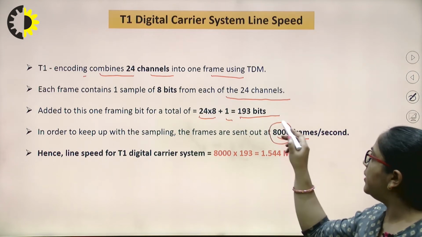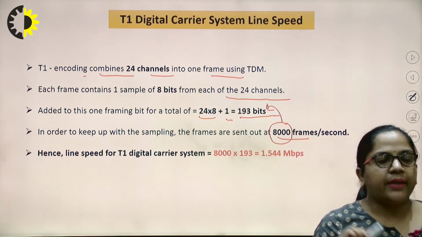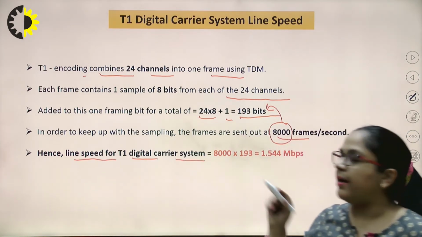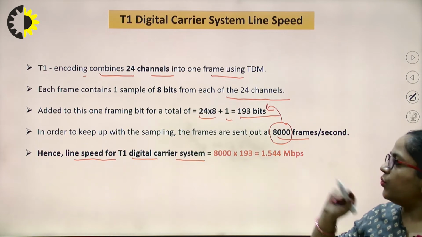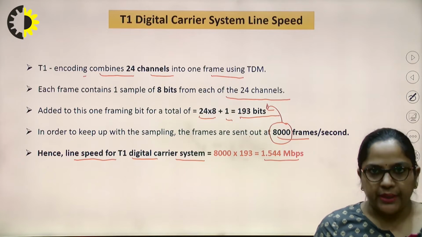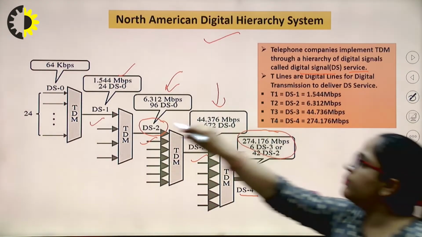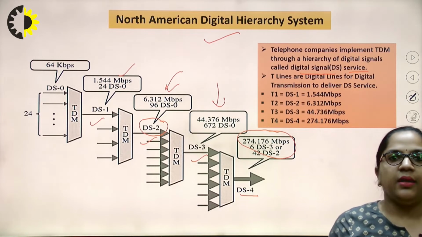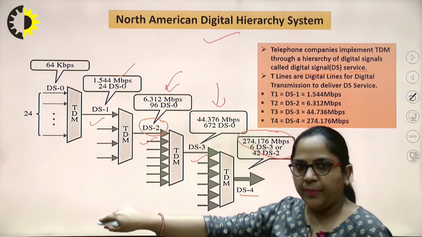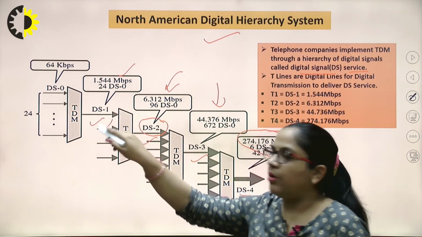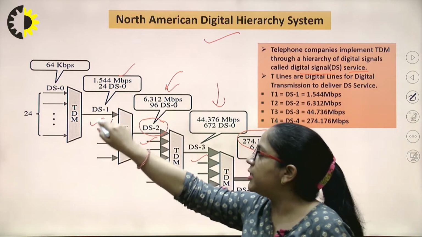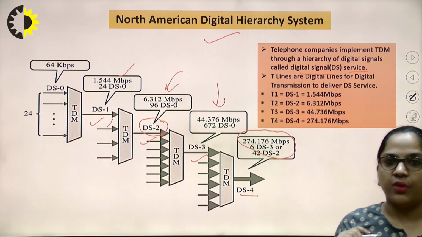Multiplying this with the number of bits required to represent each frame, we get the total line speed for the T1 digital carrier system as 8,000 into 193, which equals 1.544 Mbps. So how have we calculated the maximum speed in this case? By multiplying the number of bits required to represent each frame of this T1 line by the sampling rate required to transmit that data. So we get the maximum speed of the T1 digital line as 1.544 Mbps.